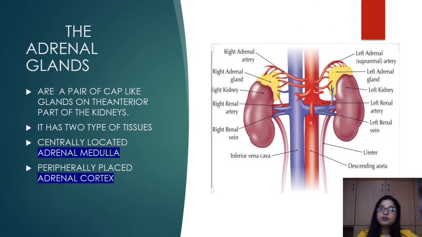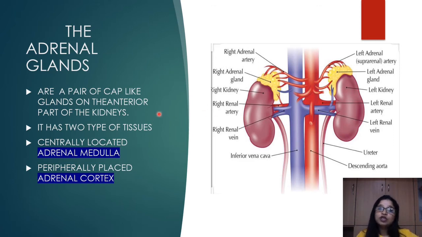Right. So that is about the pancreas. Let us talk about the next set of glands, the adrenal glands. The name itself is suggestive. Adrenal. Renal is relating to the kidneys, so they are placed over the kidneys. They are like a pair of cap-like glands on the anterior part of the kidneys.